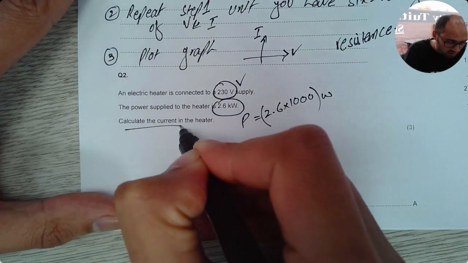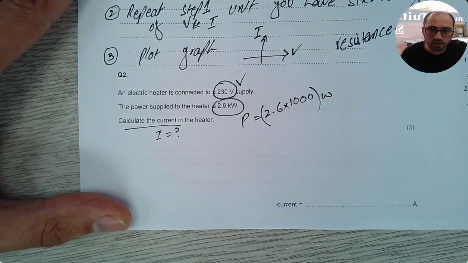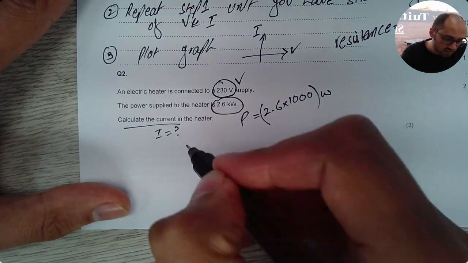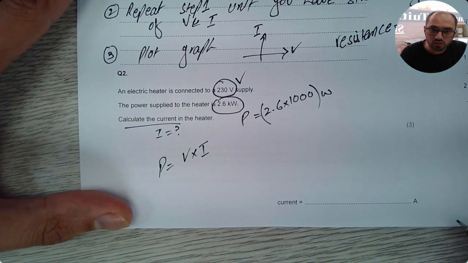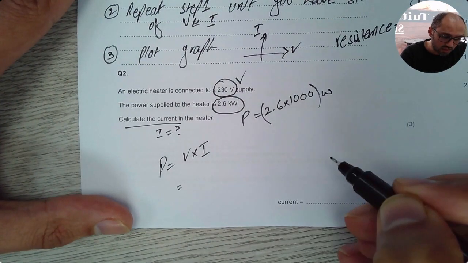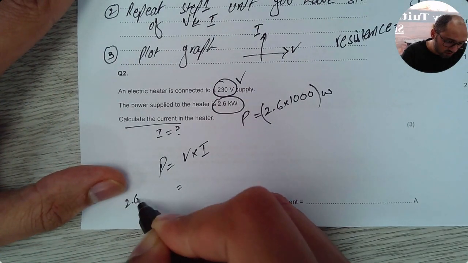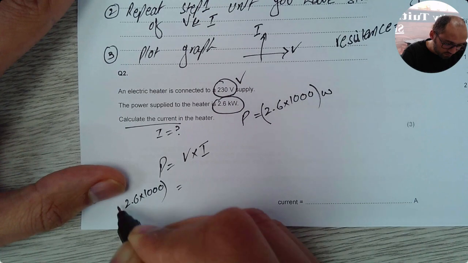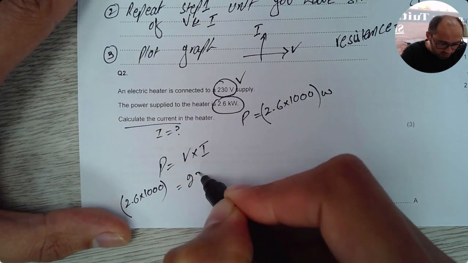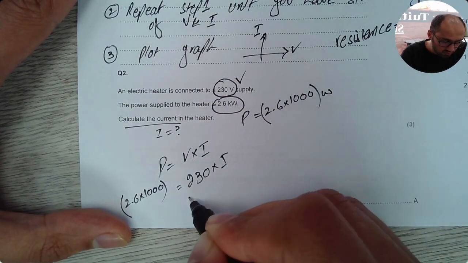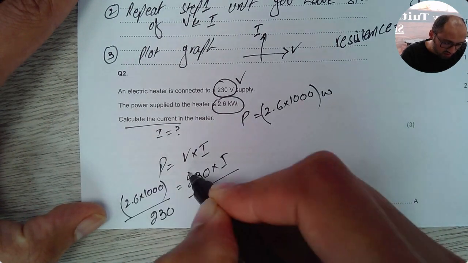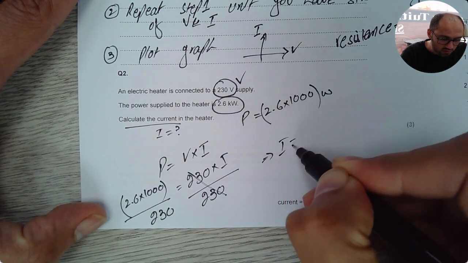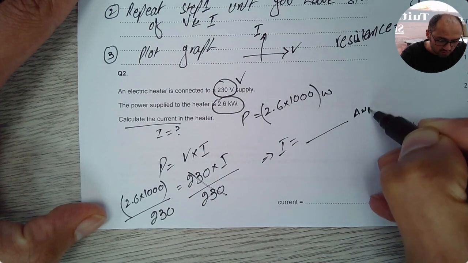It says calculate the current. I don't know the value of current. I now need to write down the equation. The equation is P equals V times I. Substitute the values and solve, and you'll end up with the answer. So I can say it will be 2.6 times 1000 equals 230 times I. You divide both sides by 230. This is gone, leaves you with I equals something in amps.